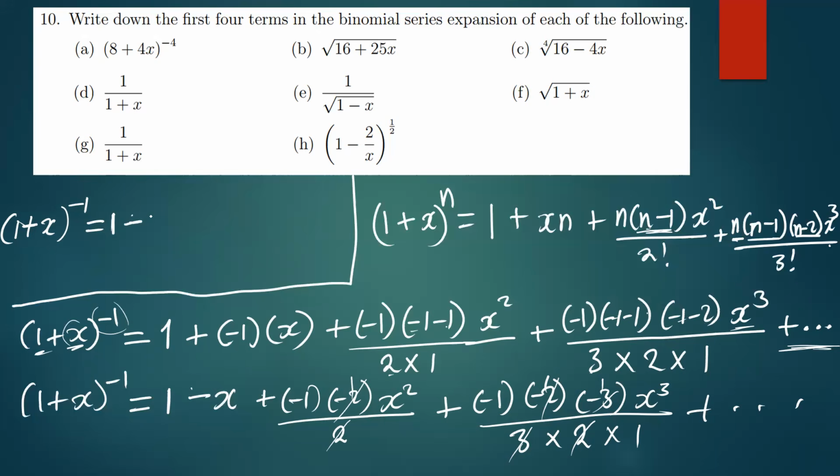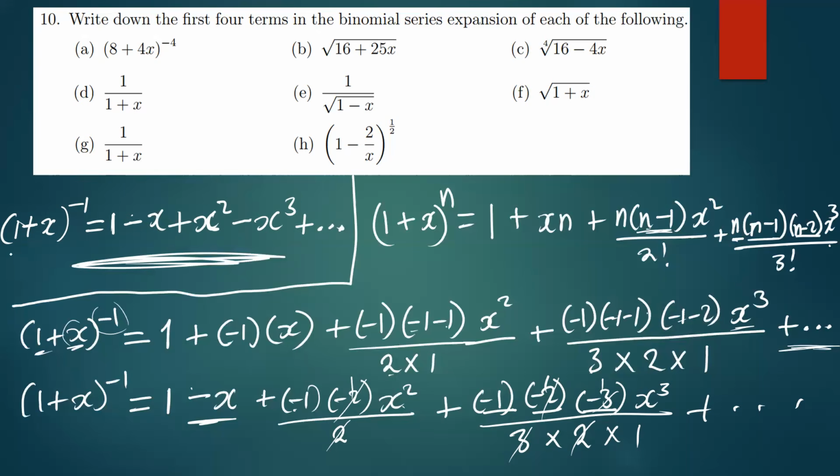Then we have minus x, this minus x there. Then when we simplify this, we have -1 times -1 to give us what? +1 times x squared. We have positive x squared. And then we have -1 times -1 times -1. It's -1 times x to the power 3. So we have -x to the power 3. We say plus dot dot dot. So this is the expansion for this function up to the fourth term.